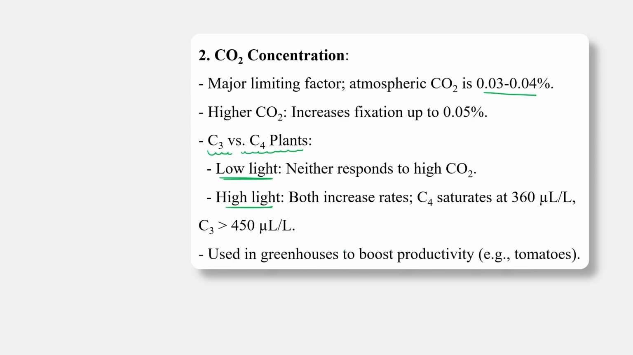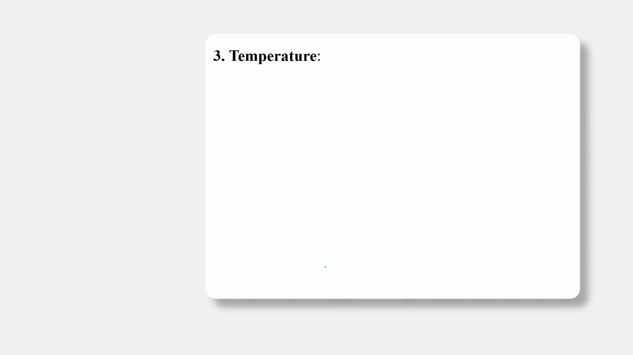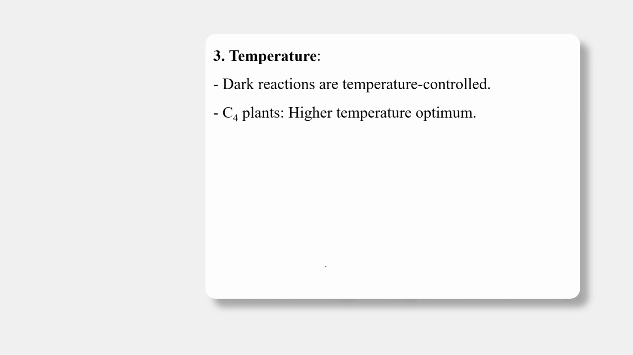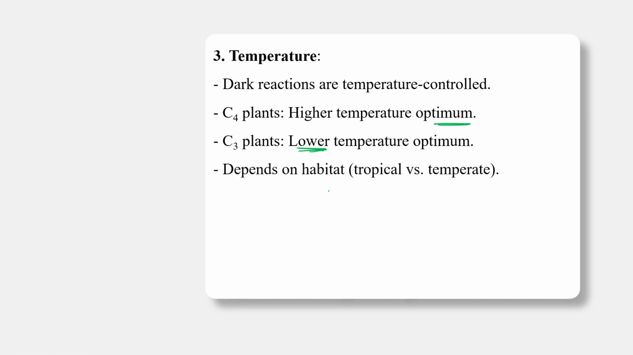So in a greenhouse, carbon dioxide acts as a limiting factor, so it is used in greenhouses to boost productivity of crop plants, like tomatoes. Third is temperature. Dark reactions are temperature controlled. In C4 plants, high temperature is optimum, while in C3 plants, low temperature is optimum. So it depends upon the habitat, whether the habitat type is tropical or temperate.